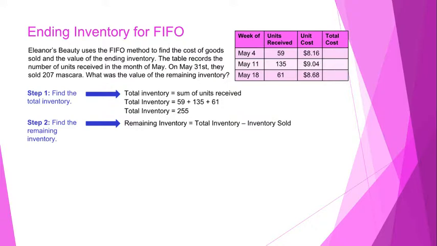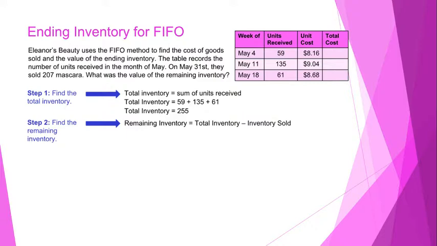Step 3 is we're going to find the value of the remaining inventory. The value of the remaining inventory is the remaining inventory times the unit cost of our ending inventory. So that's our last cost there in our unit cost. The May 18th unit cost is $868. Multiply that by the 48 we have remaining, and we get $416.64. So the value of the remaining inventory is $416.64.